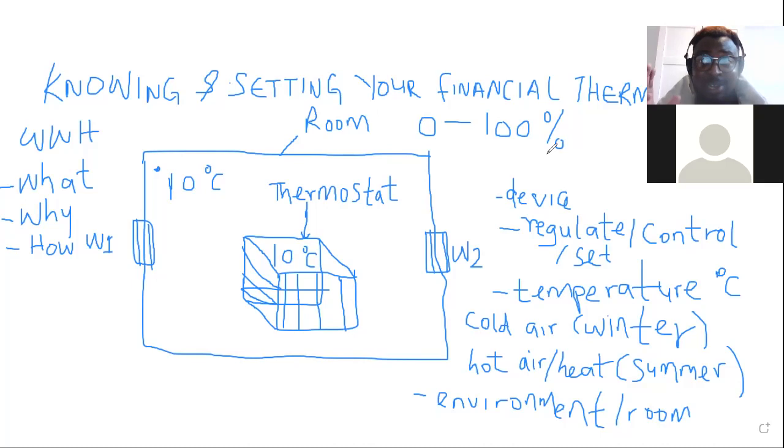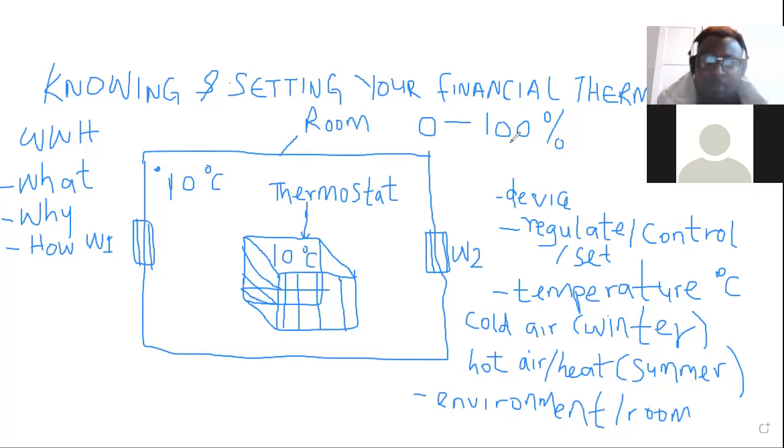All right, so these things are connected together. It is very, very important to know your financial thermostat. By now I believe you should have gotten your pen and paper. So please write it down. What is your financial thermostat? What is that maximum number from 0 to 100 that you want to have in the future?